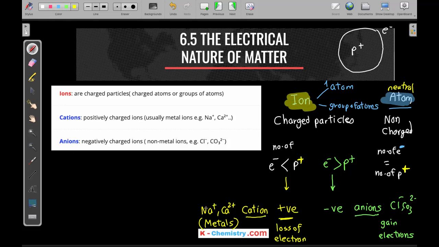Examples of cations are sodium and calcium. These are usually made from metals, and negative anions are usually from nonmetals like chloride or carbonate. These all gained electrons, so they become negatively charged.